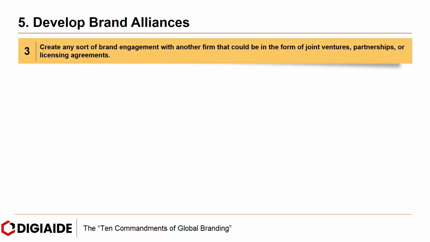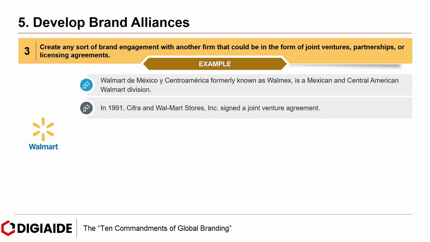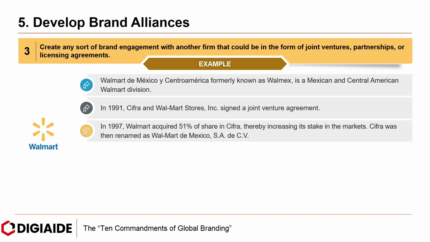And finally, create any sort of brand engagement with another firm that could be in the form of JVs, partnerships, or licensing agreement. Example, Walmart in Mexico is known as Walmex, which is a Mexican and Central American Walmart division. In 1991, Cifra and Walmart stores signed a joint venture agreement. In 1997, Walmart acquired 51% of share in Cifra, thereby increasing its stake in the markets. Cifra was then renamed as Walmart de Mexico.